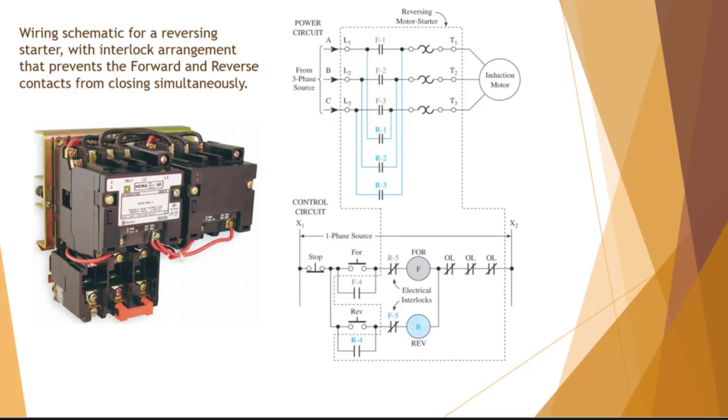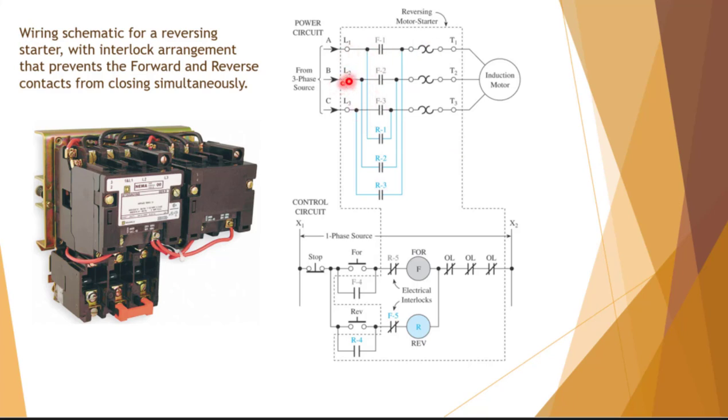Here is a reversing starter. And to reverse a 3-phase motor, what you have to do is reverse any 2 leads. So I can reverse this one and this one, I can reverse this one and this one, I can reverse this one and this one. Any 2 that I switch around, the motor's going to run the opposite direction. So in a reversing circuit, that's what I'm going to do. Through these relays, I'm going to accomplish the reversal of L1, L2, and L3 at some point.